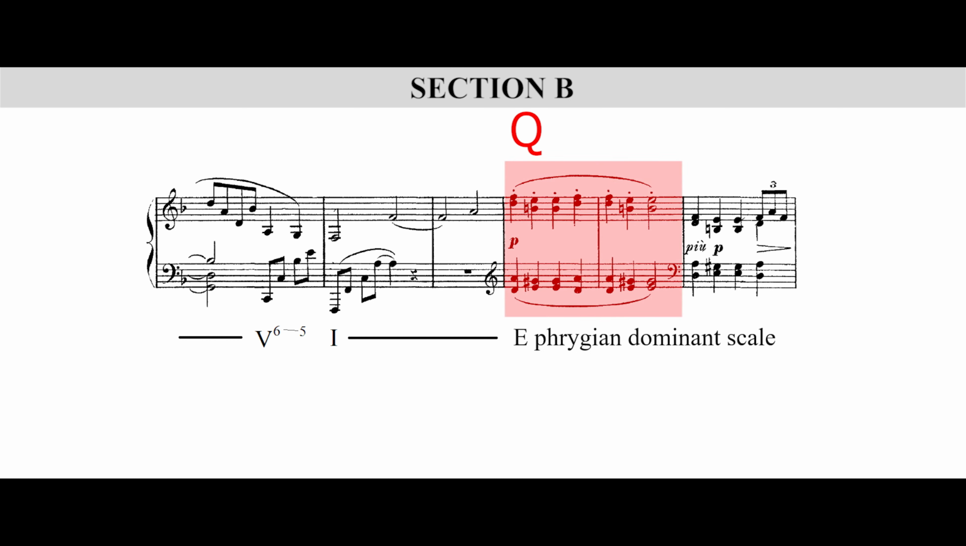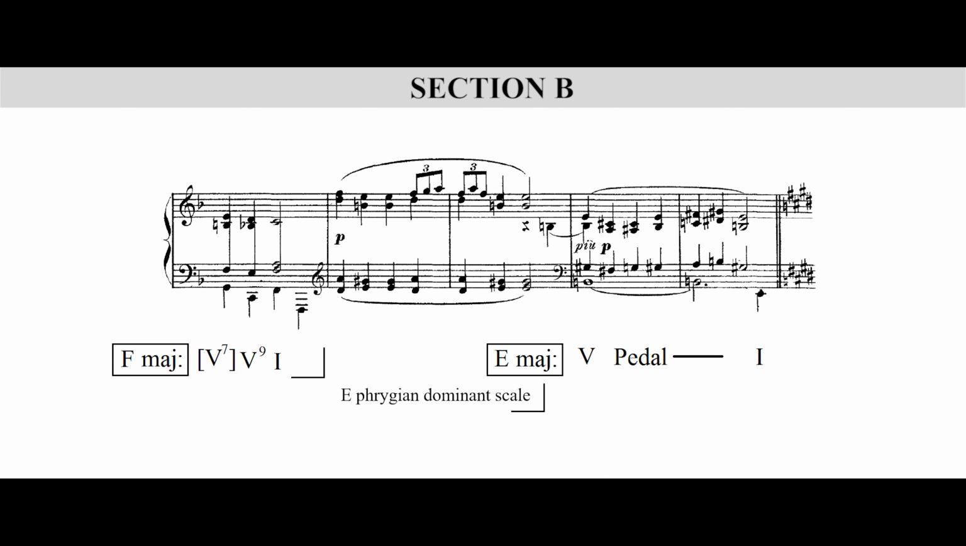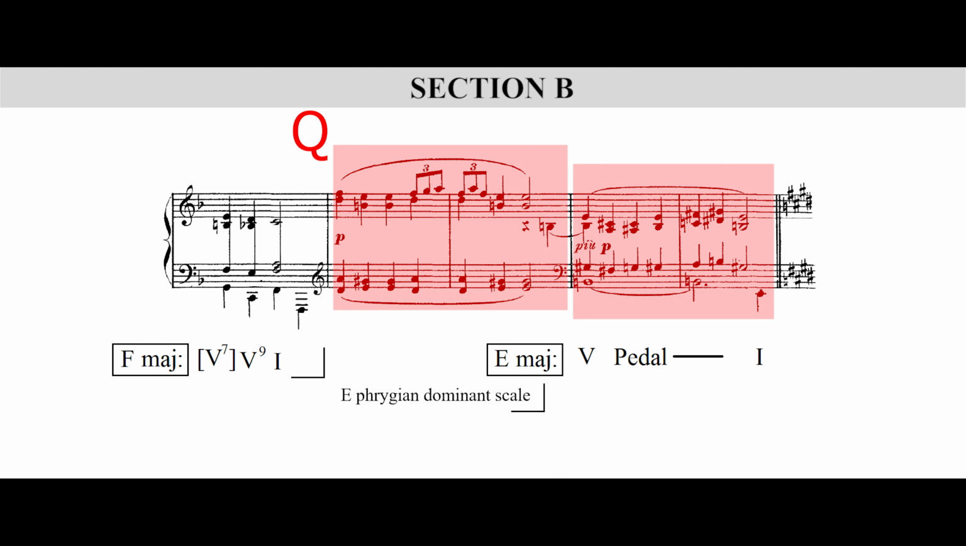Notice the very clear question and answer structure here. Also notice how Debussy uses the triplet rhythmic cell from before to link the first section with the middle section. Debussy ends the answer with another cadence in F major and then restates the question in E Phrygian dominant.